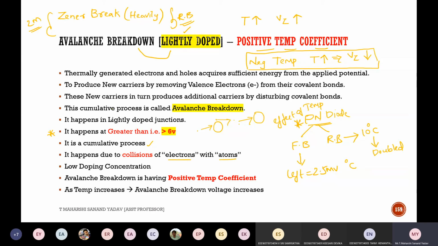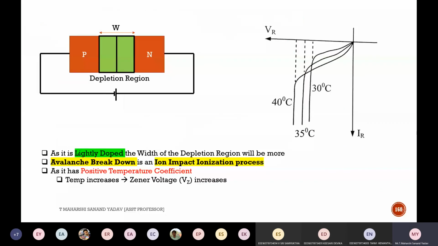And as it is lightly doped, doping concentration should be less. And it is positive temperature coefficient. So what is positive temperature coefficient? If temperature increases, VZ also increases. See here, if it is lightly doped, depletion region will be more. Make a note of this point.